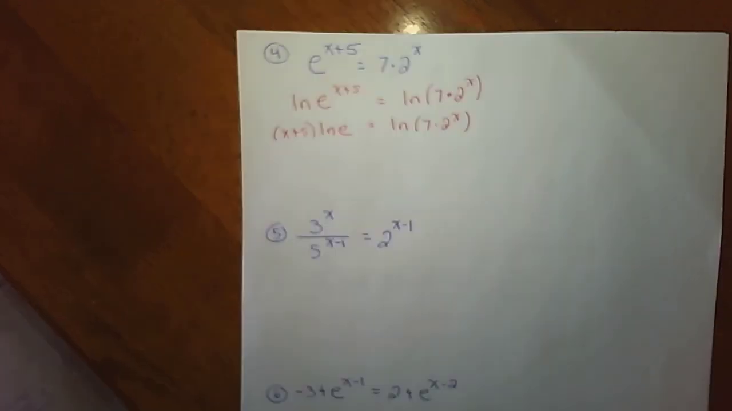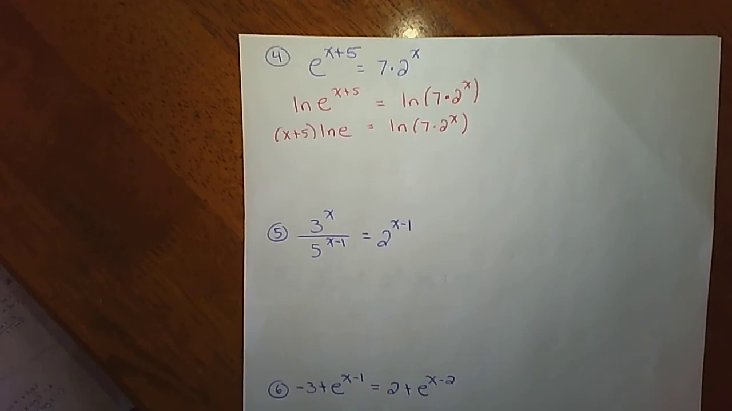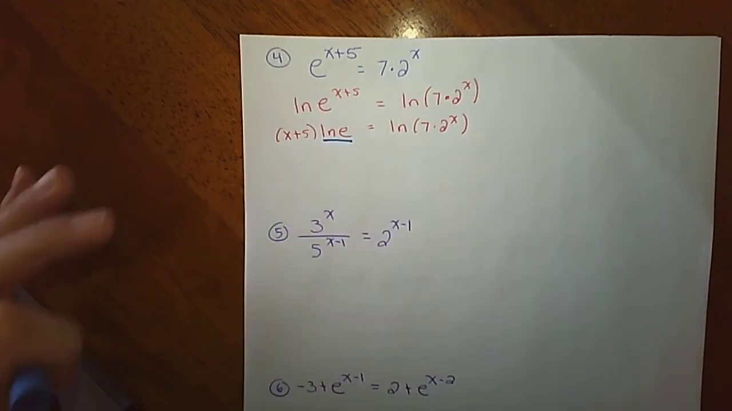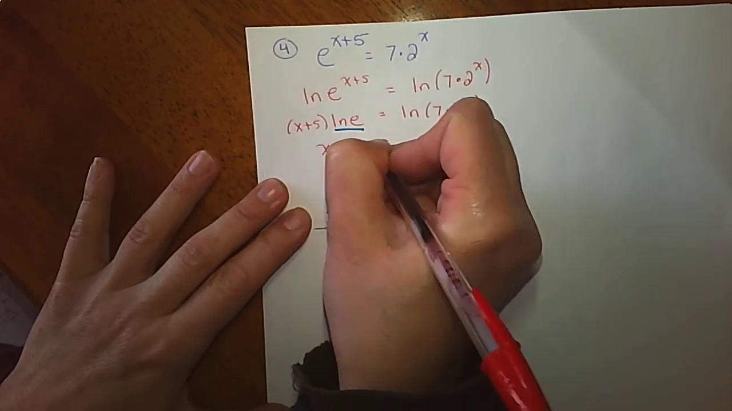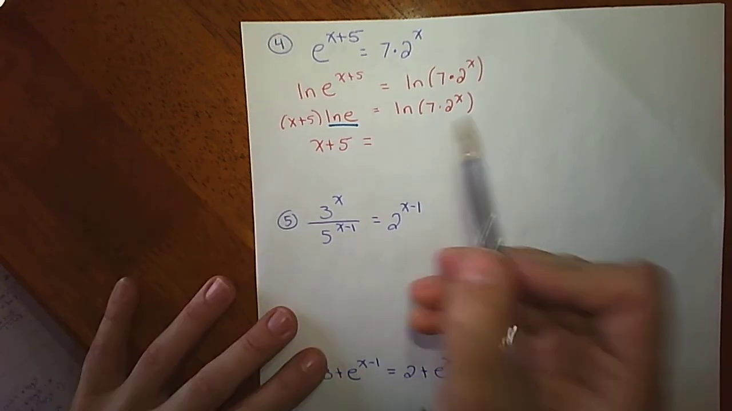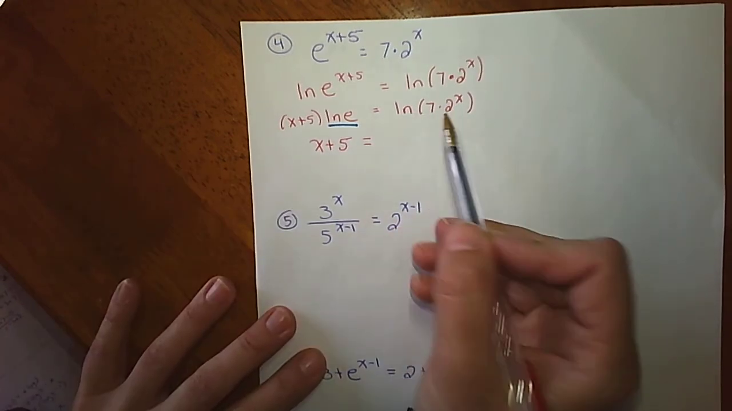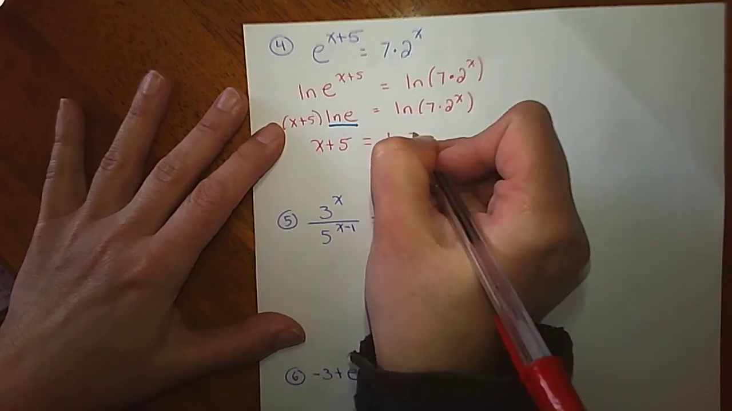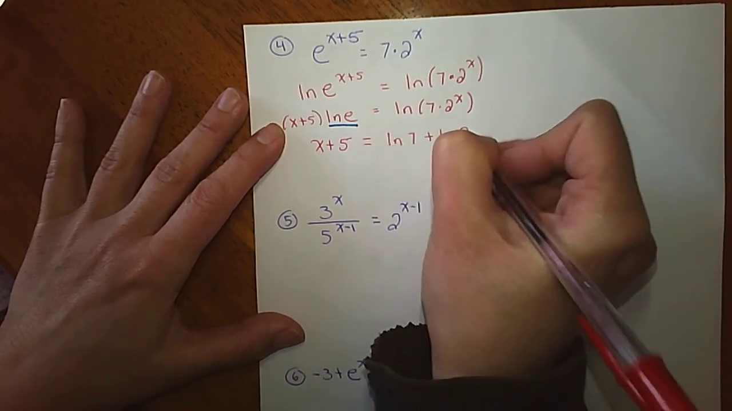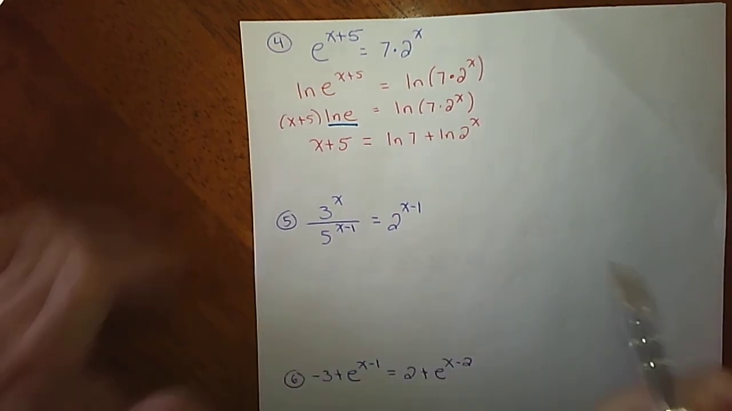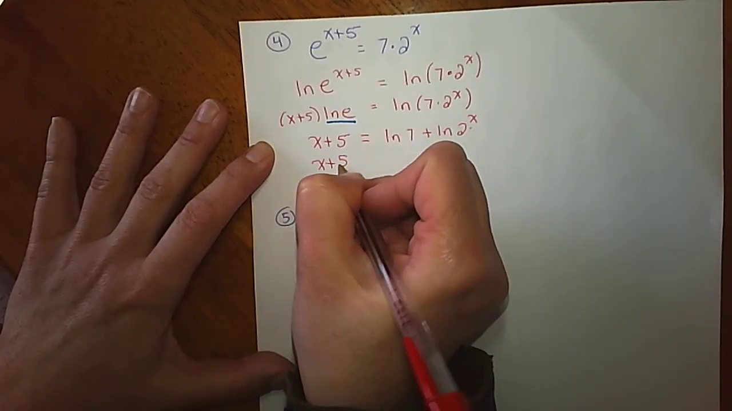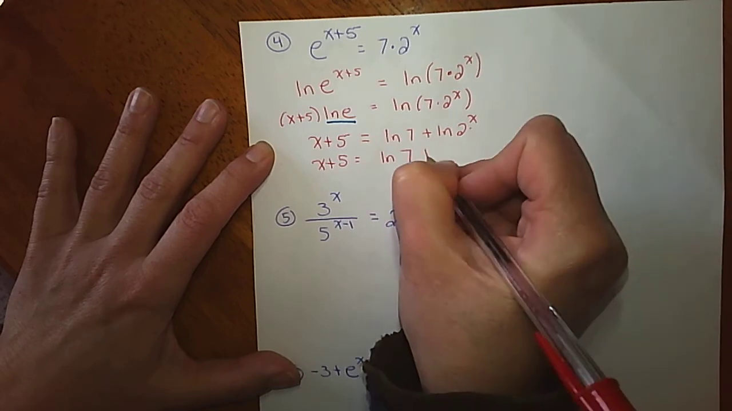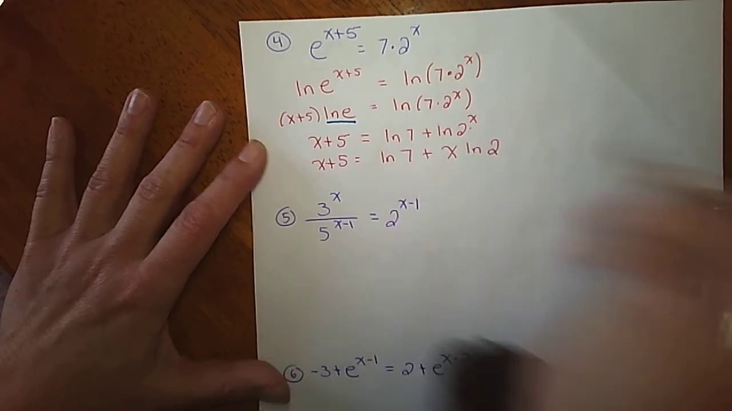Right, so I got x plus 5 in parentheses, natural log of e equals the natural log of 7 times 2 to the x. But log of e, right? What is that? That's just 1. So this side becomes x plus 5. Now, check this out. Natural log, you're multiplying. Using our log rules, multiplication can turn into addition. And finally, this x can fall in front. So x plus 5 equals the natural log of 7 plus x natural log of 2.